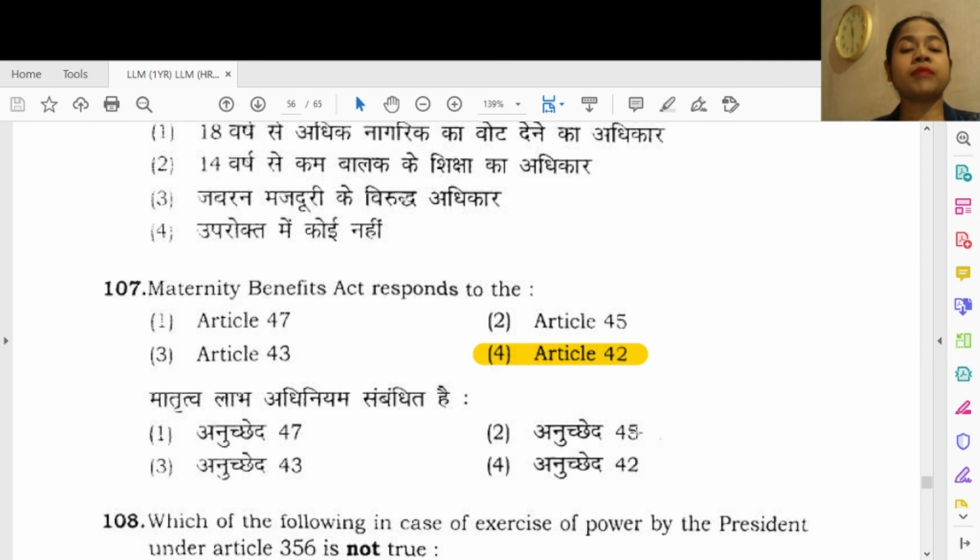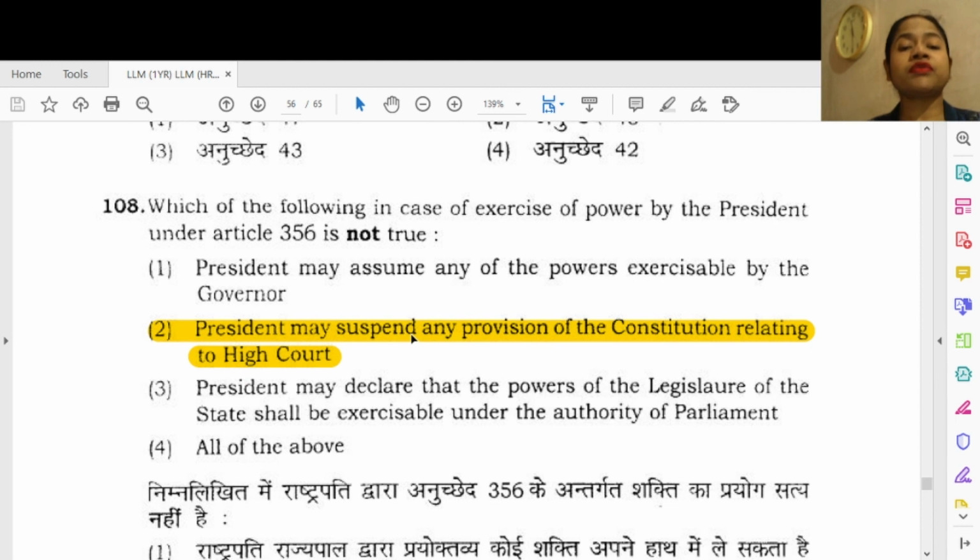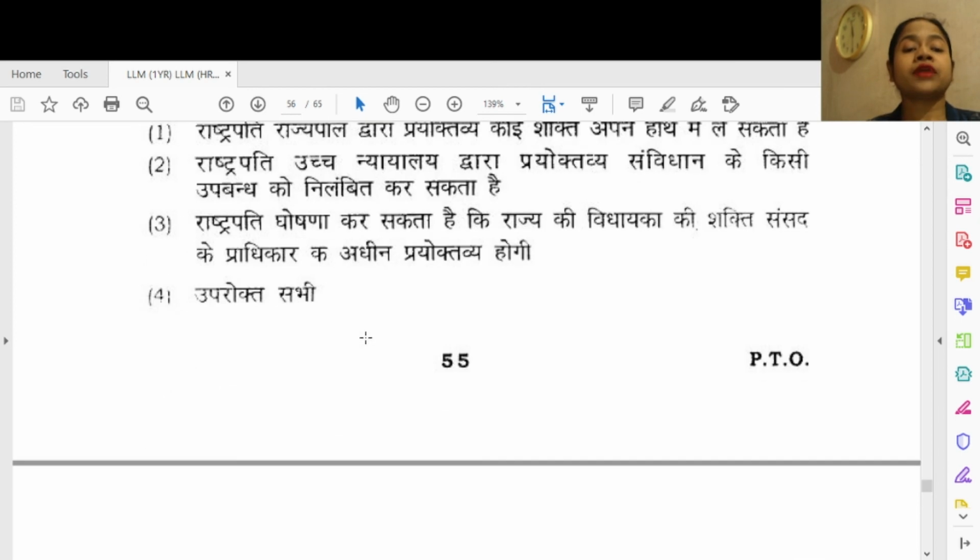Question number 107, the Maternity Benefits Act responds to the, so actually it is given under Article 42, Directive Principles of State Policy. 108, which of the following in a case of exercise of power by the President under Article 356 is not true? This is option number 2, the President may suspend any provision of the Constitution relating to the High Court. The President can't do so.